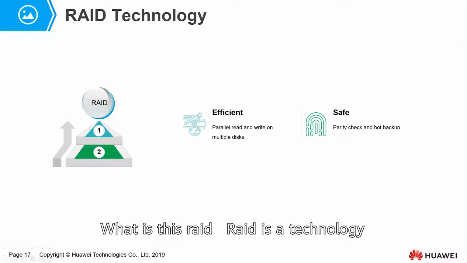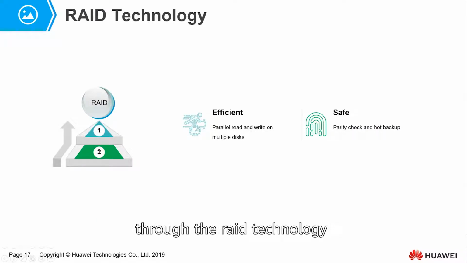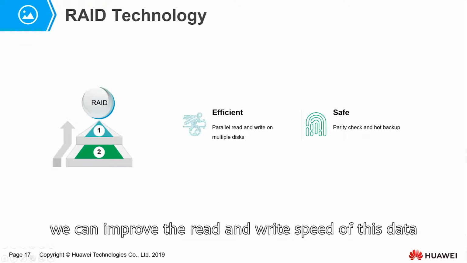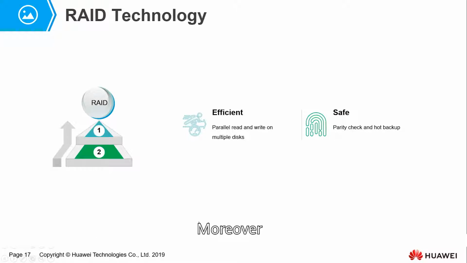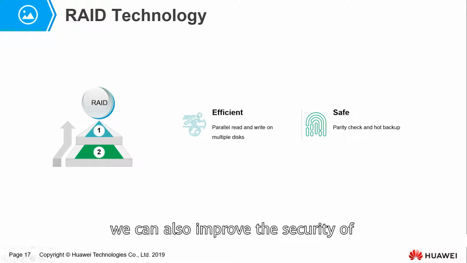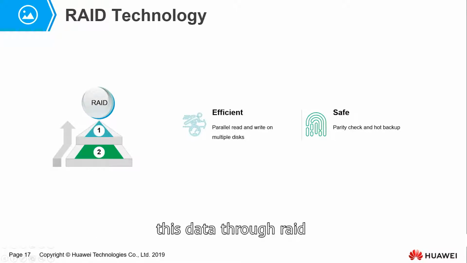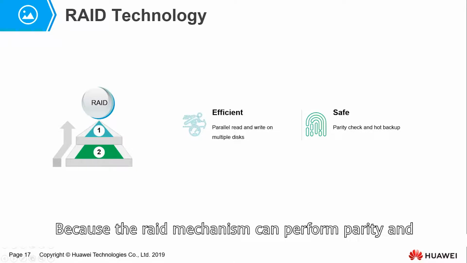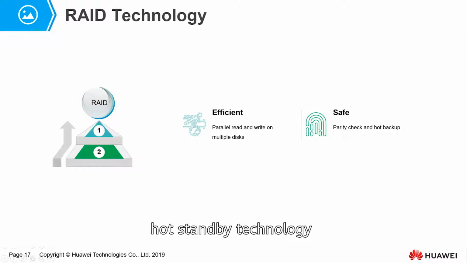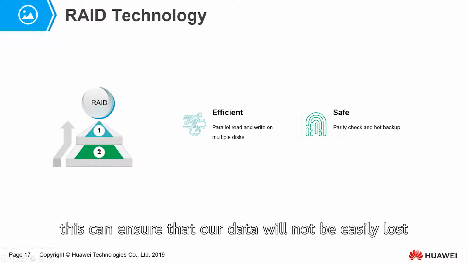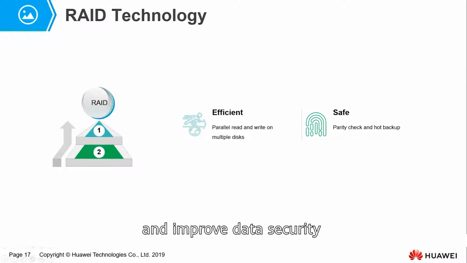What is this RAID? RAID is a technology. Through RAID technology, we can improve the read and write speed of this data. Moreover, we can also improve the security of this data through RAID, because the RAID mechanism can perform parity and hot standby technology. This can ensure that our data will not be easily lost and improve data security.